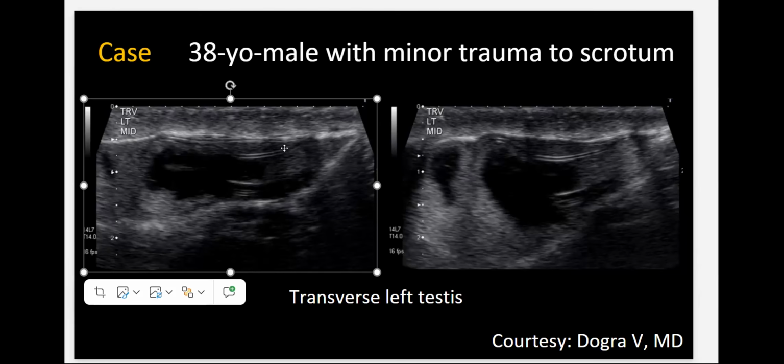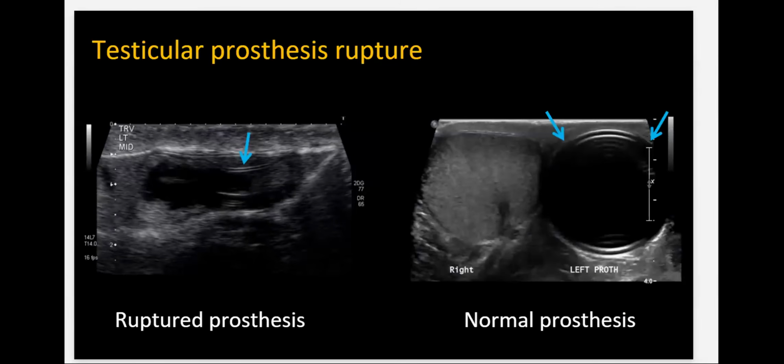So that's what we call the linguini sign on ultrasound in the testes. Just showing you how a normal prosthesis looks. These are two different patients. On the right, we have a normal testis and the implant, which is full of saline, and we see the reverberation artifact. On the left is the donated case, and it ruptured. It looks like wavy noodles, the linguini sign. That's the ultrasound appearance.